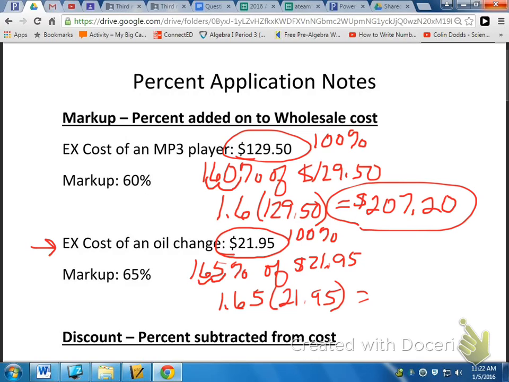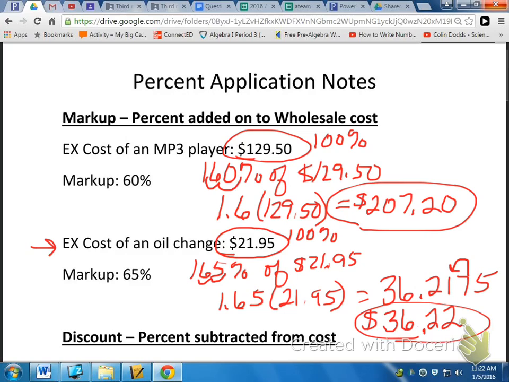So 1.65 times $21.95. It comes out like this, 36.2175. But remember, we're talking money. Money has 2 decimal places. So I'm going to put a dollar sign, $36.20. Well, that 7 is the boss. It tells us what to do with the 1, and it would say go up, so 22 cents. $36.22 would be your final price with the 65% markup.